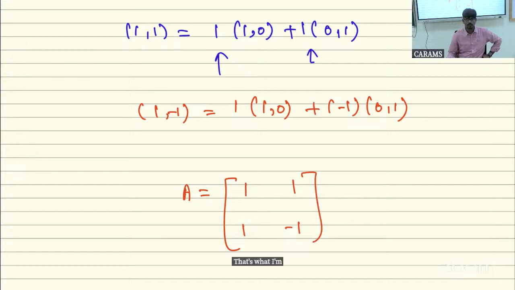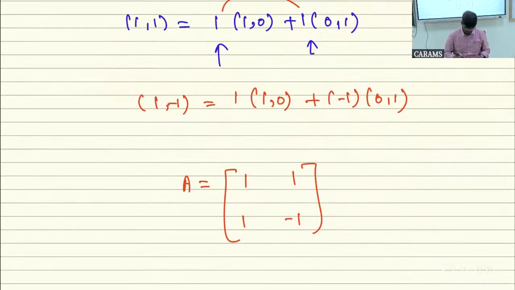Okay, this is this. Okay, we change the second vector to minus 1, sorry. We change the second vector to minus 1. I think it's better we do it in some tutorial session or something.